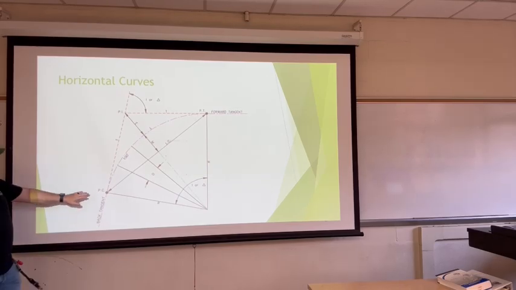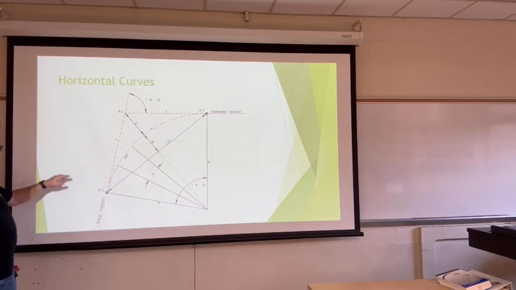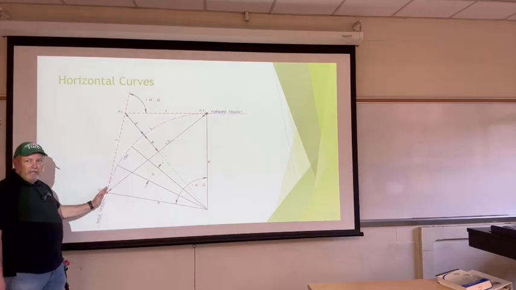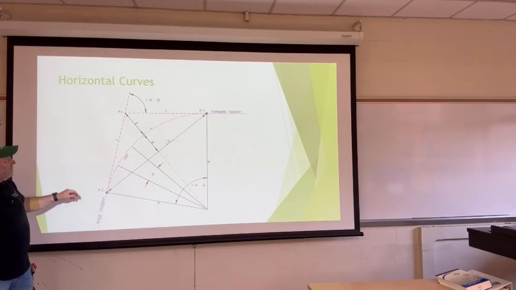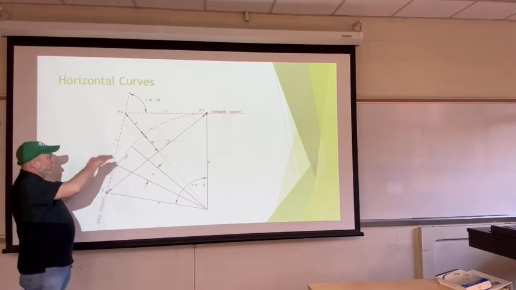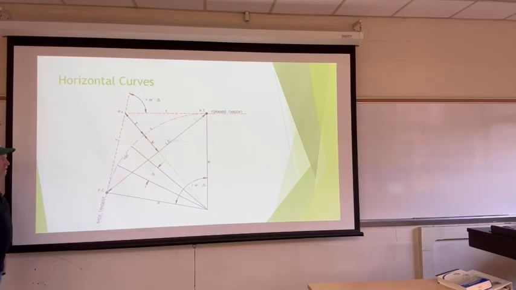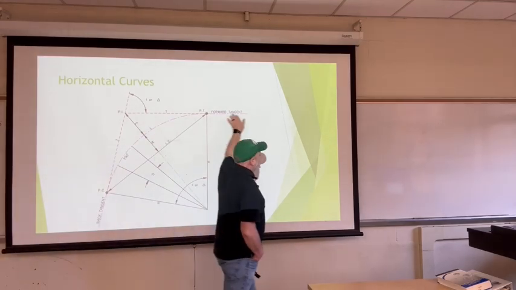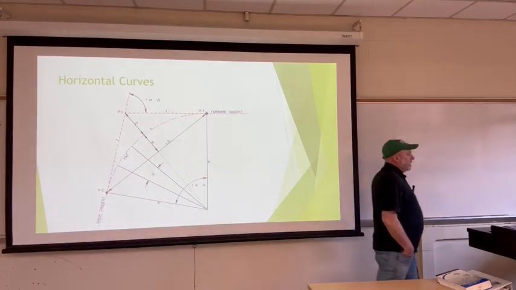We have this PC, point of curvature. That is the beginning where the tangent stops and the curve begins. PI, point of intersection, where you extend your forward and back tangents into each other. PT is your point of tangency, which would be where the curve ends and the tangent line begins.